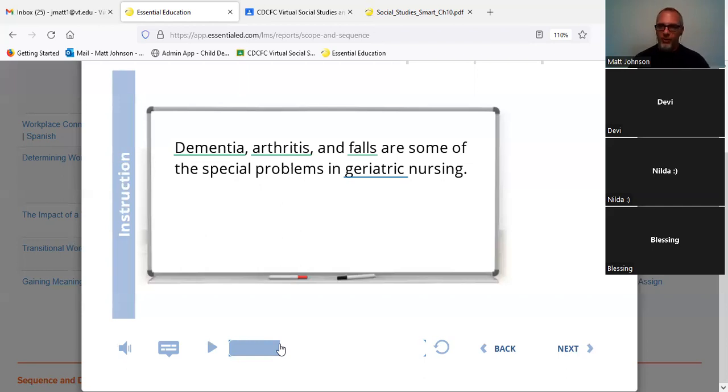What segment of the population, what segment of people that would require nursing care, would that mostly affect? So dementia, arthritis, falls, that sounds like something that the elderly tend to have an issue with. So geriatric nursing deals with the elderly.